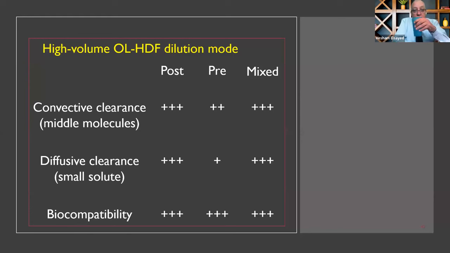High volume hemodiafiltration mode will combine the convective, the diffusive, and biocompatibility. However, the post mode is more convective. The pre mode is less diffusive because you push around 30% of the blood coming into the dialyzer as actually dialysate. In clinical practice, most patients are doing post dilutional. However, we can use pre dilutional if you want to do heparin free hemodiafiltration for patients with GIT hemorrhage or cerebral problems.